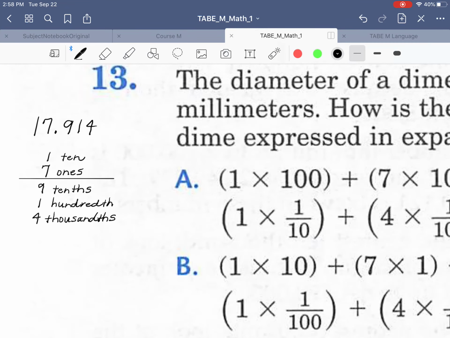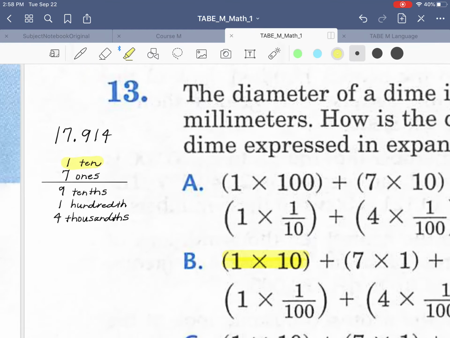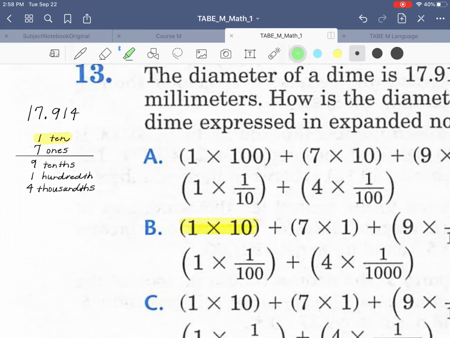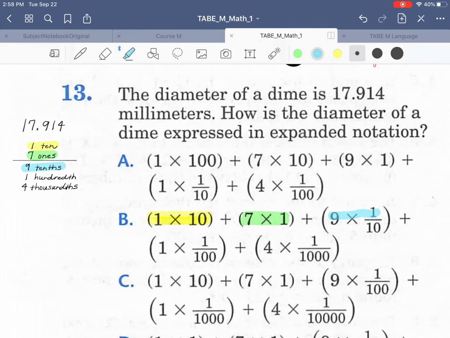Now, let's start right here. Here is 1 times 10. That one matches up. Okay, so let's move on. There's 7 ones. 7 times 1. So far, so good. 9 tenths. 9 times a tenth. This is looking good.